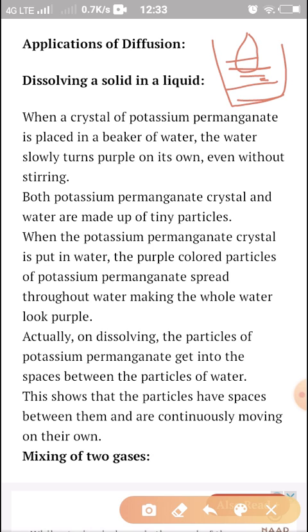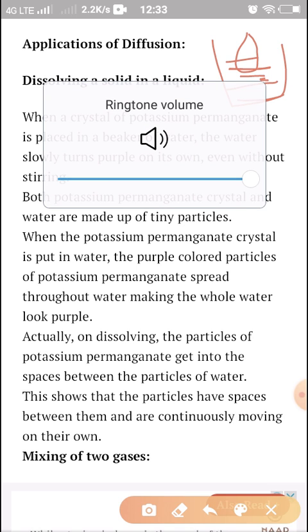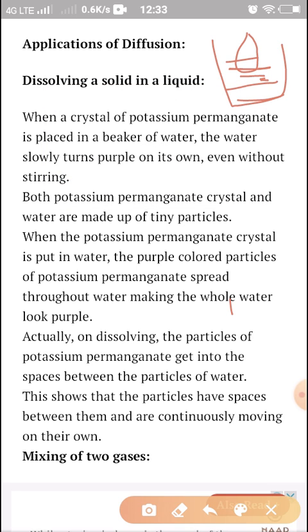Then you put a little drop of this color. So what happens is the droplet slowly mixes with the water. You don't stir it, just do this experiment after this class.